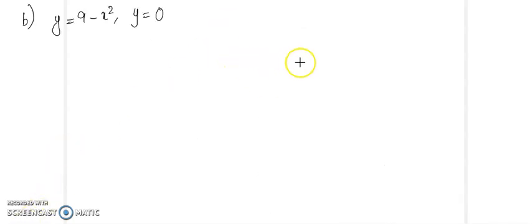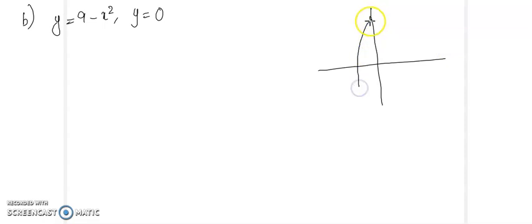Now next you need to find the volume of the solid which is obtained by revolving the region bounded by y equal to 9 minus x square and y equal to 0. So y equal to 9 minus x square, that's a parabola. So it will be centered at 9. So this will be the points 3 0 and minus 3 0.